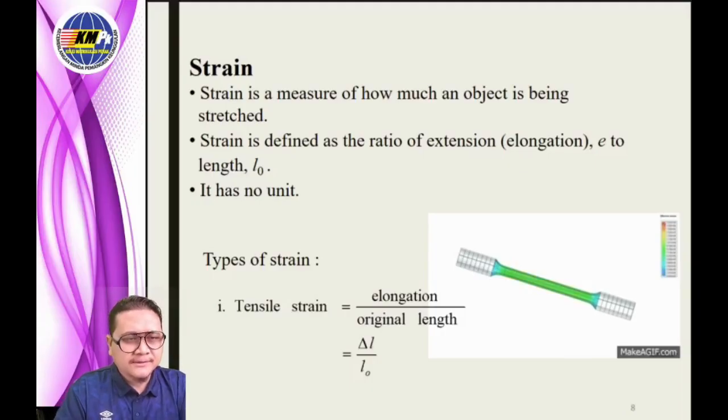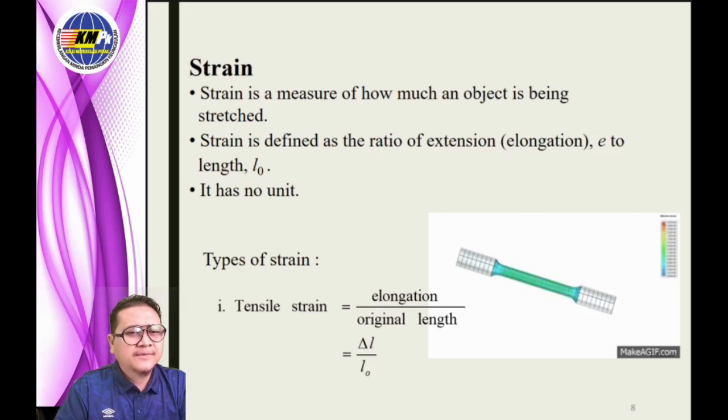Ladies and gentlemen, another factor that makes a solid deform is strain. What is strain? Strain is a measure of how much an object is being stretched. So, in physics, the strain itself is defined as the ratio of the extension e to the original length, noted as L naught. It has no unit.